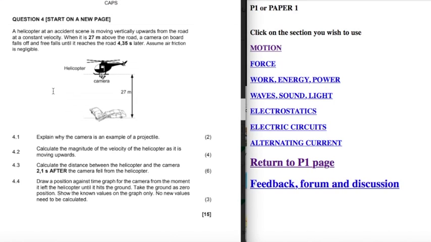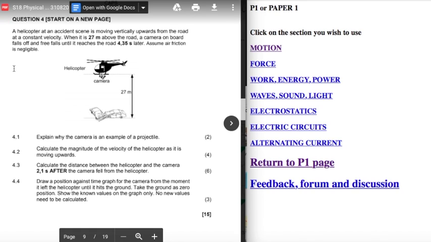In September, there was a Paper 1 Question 4 which read as follows. A helicopter at an accident scene is moving vertically upwards from the road at a constant velocity. When it is 27 meters above the road, a camera on board falls off and free falls until it reaches the road 4.35 seconds later. Assume air friction is negligible.